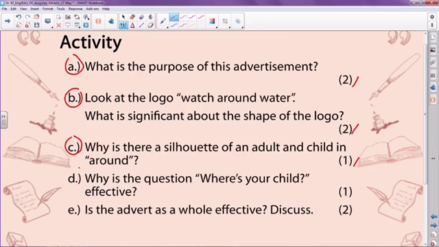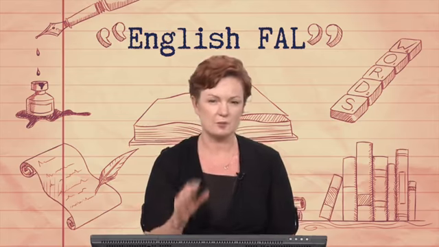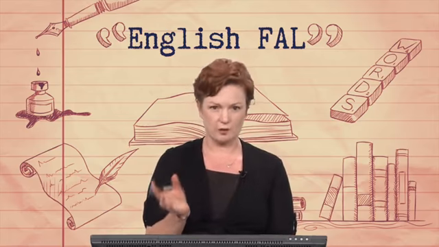1 mark. D, why is the question, where's your child, effective? 1 mark. Could probably also be 2. There's a lot to say about that. And finally, is the advert as a whole effective? Discuss. And this is where your opinion and your substantiation comes in. So what I'm going to do is give you 2 minutes to answer that in pairs or in groups.